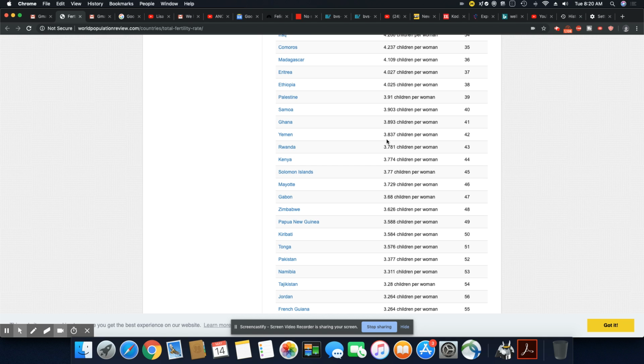Yemen, 3.837 children per woman. Rwanda, 3.781 children per woman. Kenya, 3.774 children per woman. Solomon Islands, 3.77 children per woman. And you can see Zimbabwe, which is right here, 3.626 children per woman. Papua New Guinea, 3.588 children per woman.